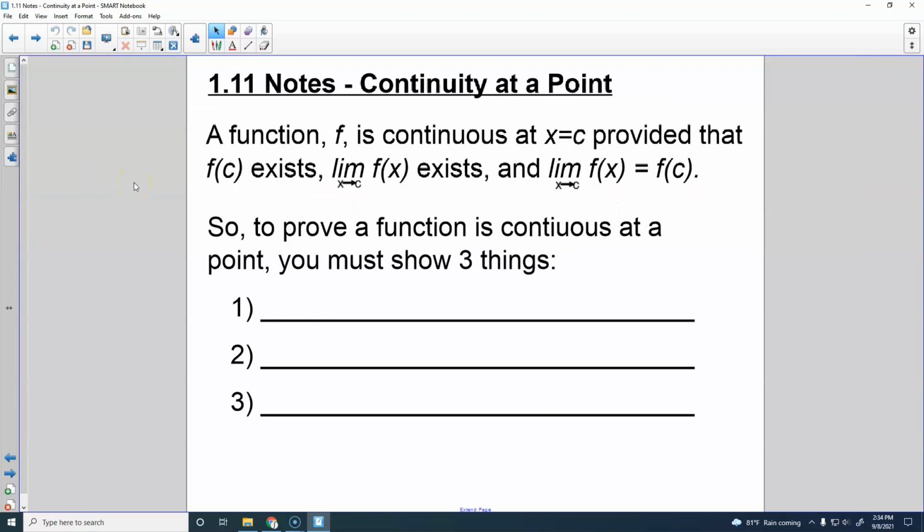Continuity at a point is what we're talking about today. All right, this is a very important section because continuity is something we have to prove for a lot of other theorems that we're going to use in this class. So in a lot of cases, like if you want to apply L'Hopital's theorem, then you have to have a continuous function.